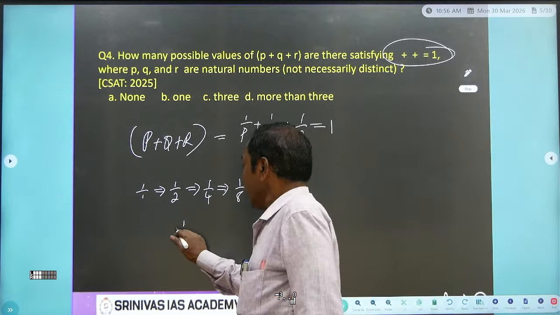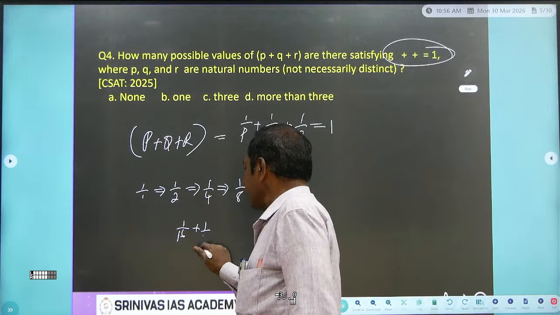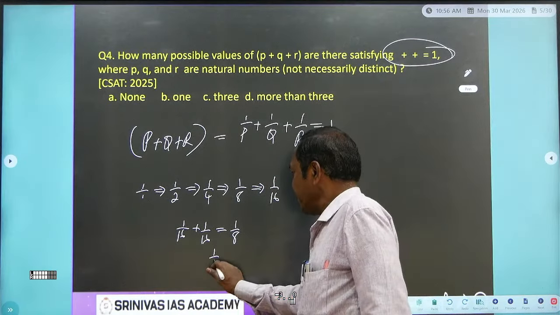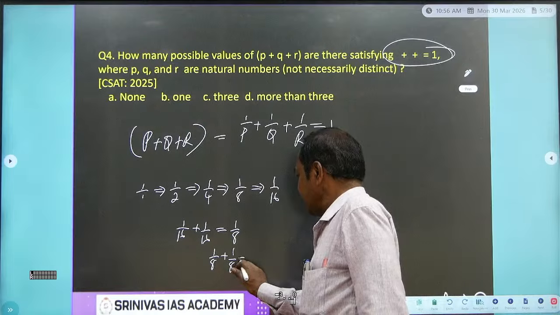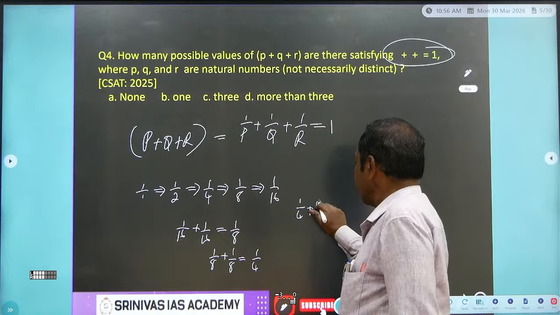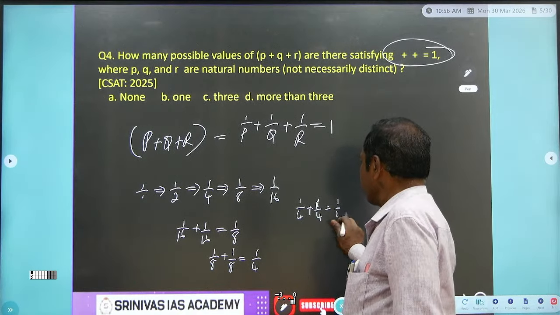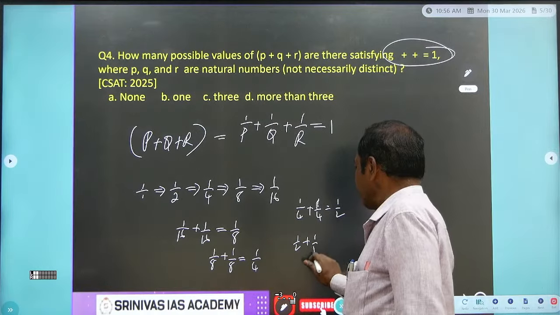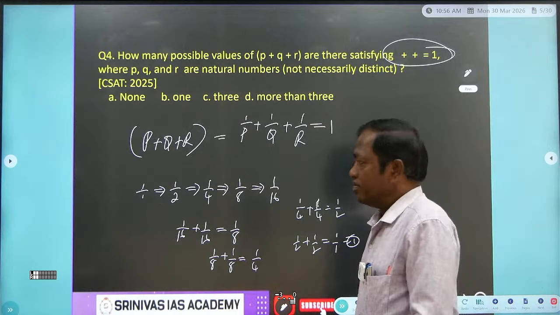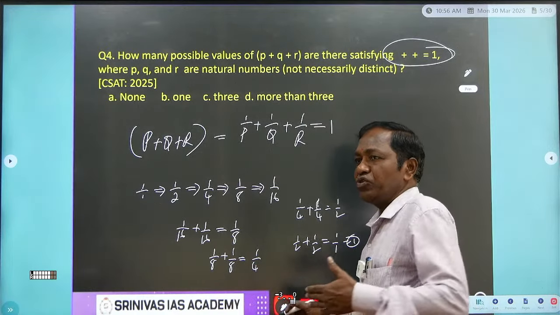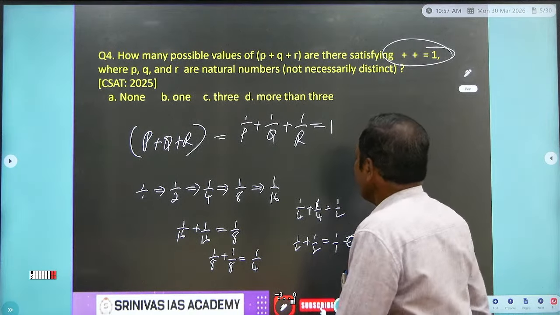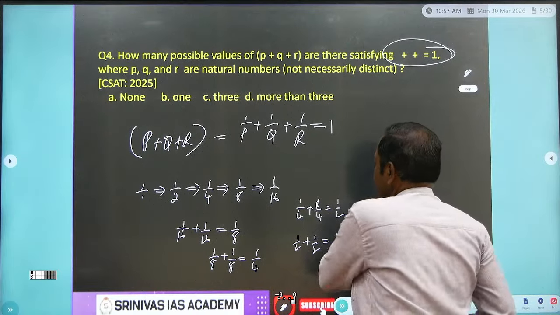Again the same way, 1 by 16 plus 1 by 16 is 1 by 8. 1 by 8 plus 1 by 8 is 1 by 4. 1 by 4 plus 1 by 4 is 1 by 2. 1 by 2 plus 1 by 2 is 1 by 1, so it's 1. When the denominator is multiplied by 2, you are reducing the number to 50% of that number. Now let us come here. What is this?